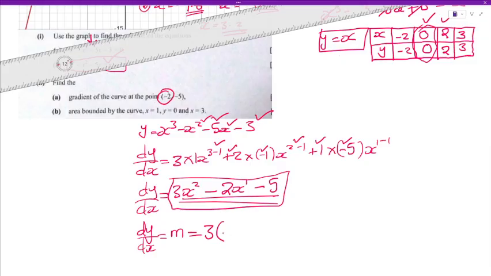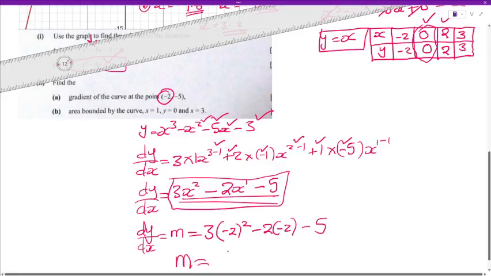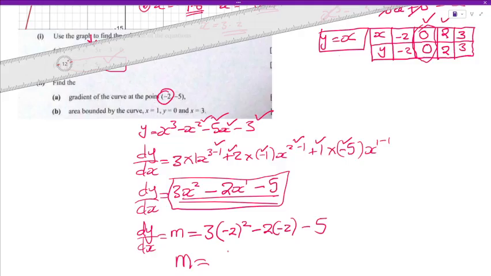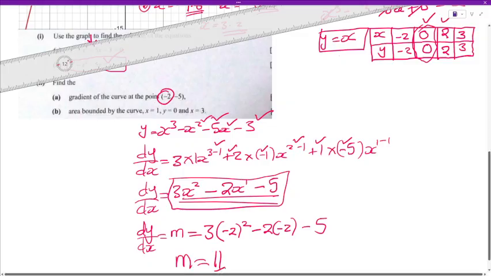So we're going to say 3 open bracket negative 2 close bracket squared minus 2 open bracket negative 2 close bracket minus 5. Meaning our gradient will be equal to, then I can go ahead and punch. That is 3 open brackets negative 2 close bracket squared minus 2 times negative 2 close brackets minus 5. 3 times negative 2 squared minus 2 times 2 times negative 2 minus 5. That is giving me 11 as my gradient, and I'm done.